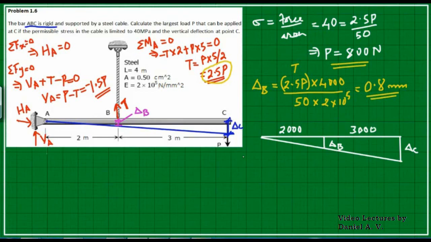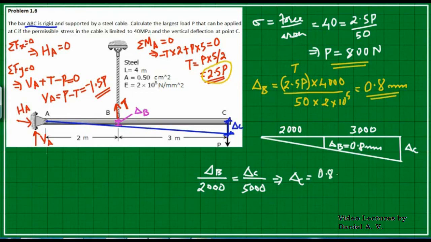Now I can use the principle of similar triangle. The value of delta B we got as 0.8 mm. So applying the principle of similar triangle, delta B by 2000 is equal to delta C by the total length, that is 5000. Which means that delta C is equal to delta B, which is 0.8, times 5000 divided by 2000. On doing this calculation, I'm going to get 2 mm, and that's the value of delta C.